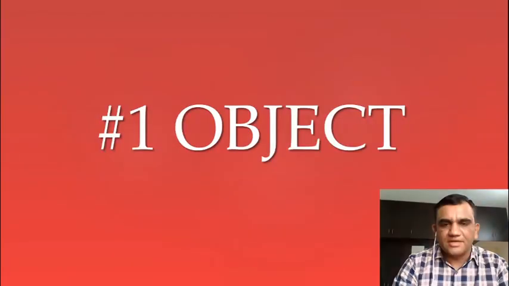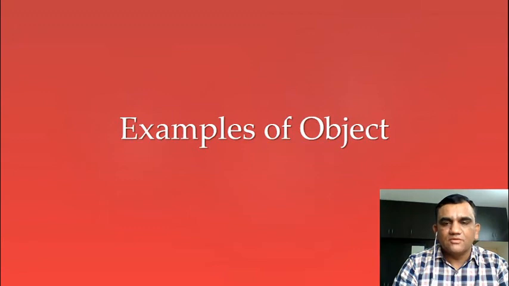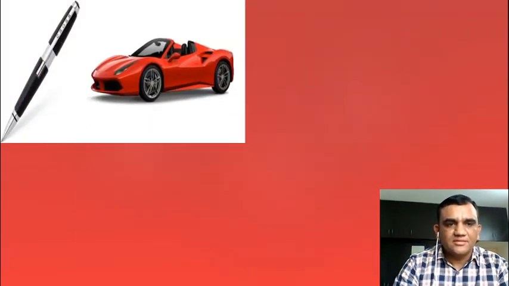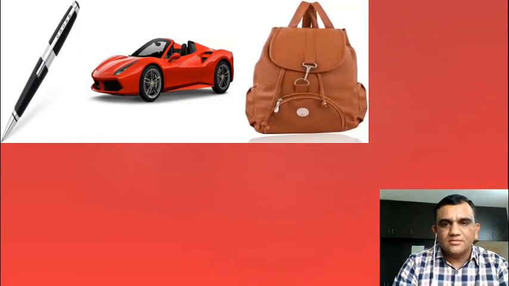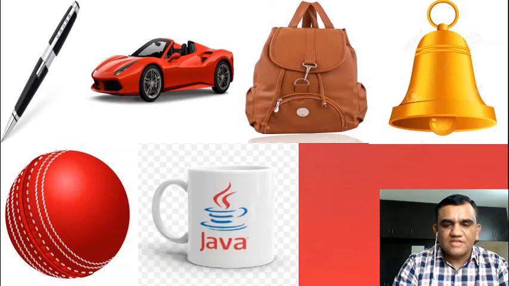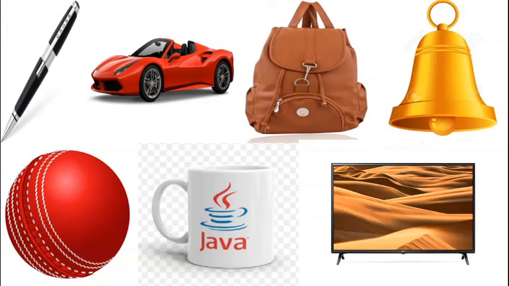Now, the object. Object is a real-world entity. Let us take a few examples of that. We have the pen as an object, the car, your purse, bell, ball, Java cup, and the TV screen. Whatever you can see in the world is a form of object. Even the chair you are sitting on is also an object. Your laptop is also an object.